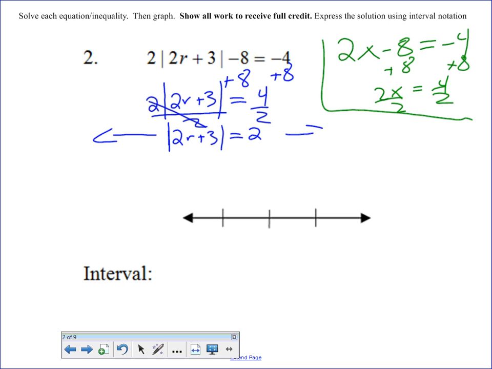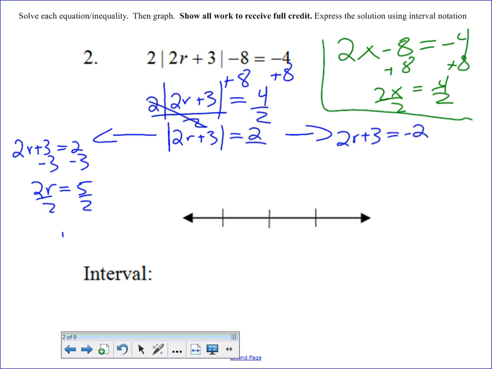Remember, if the absolute value of 2r plus 3 equals 2, that means that either 2r plus 3 equals 2, or 2r plus 3 equals negative 2, but when we took the absolute value, it came out 2. So we have to solve each one of these pieces individually. And I'll get 2r equals 5 divided by 2. And I like fractions, but I know you guys like decimals, so I'll write it that way. 5 halves is 2.5.